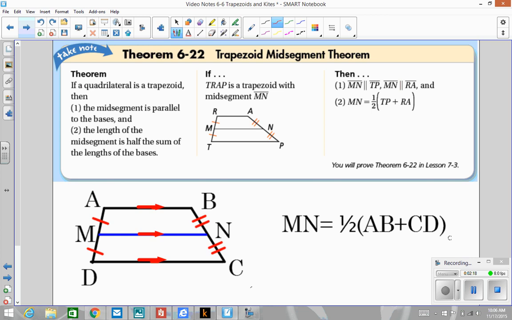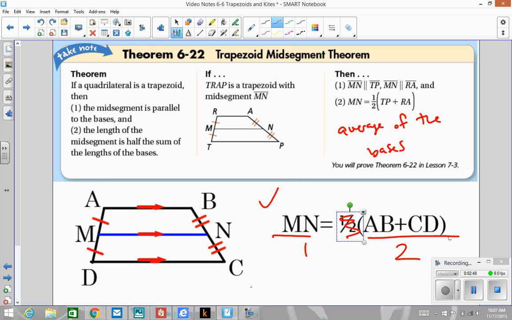Alright, so here's a mid-segment theorem. We had a mid-segment in a triangle, now we have a mid-segment in a trapezoid. And so the mid-segment, MN, is equal to 1/2 the sum of the bases. I think of it as an average of the bases, because if you add the bases and divide by 2, that is equal to the mid-segment. So I can put this 1/2 here, or I can just cancel it and put this over 2 plus 1, and have a nice proportion going on. I think that's the better way to remember it right there.